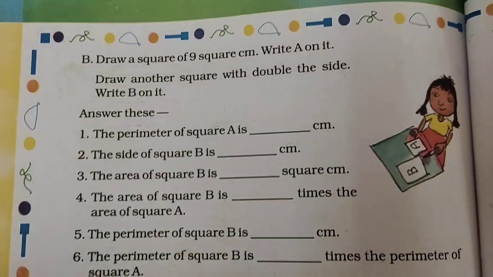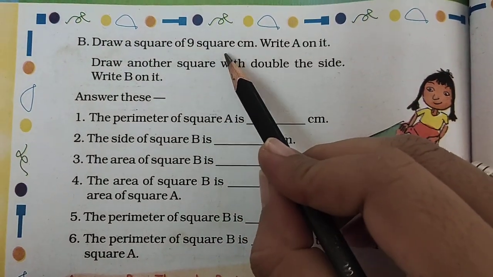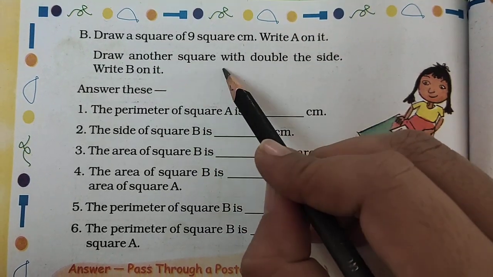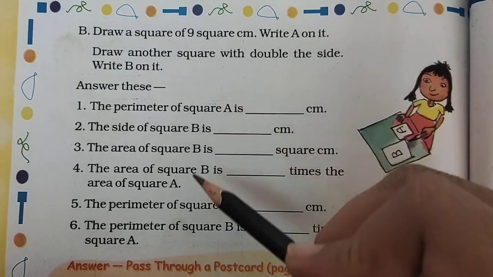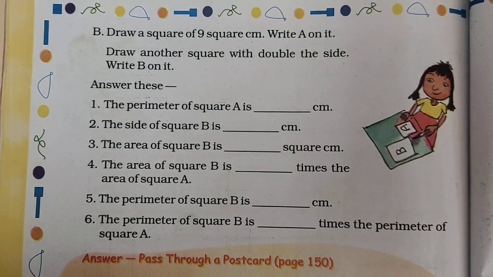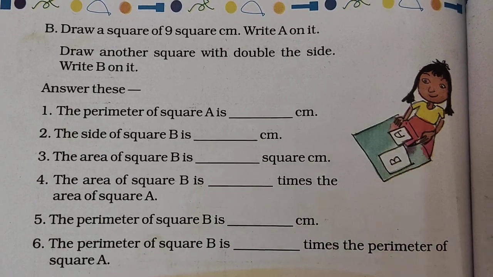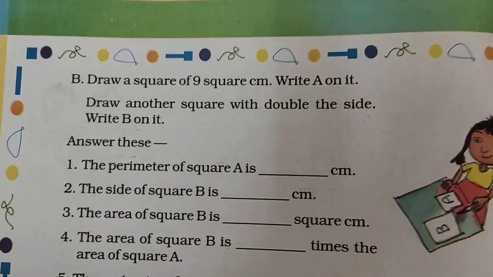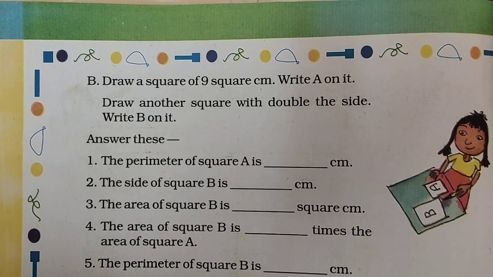Now let's see sum number B. Draw a square of 9 centimeter. Write A on it. Draw another square with double the side and write B on it, and then we are supposed to solve. So we will not draw the squares, but we will just write down the measurements. Okay, so I will write it down. First of all, we will write the heading, practice time.